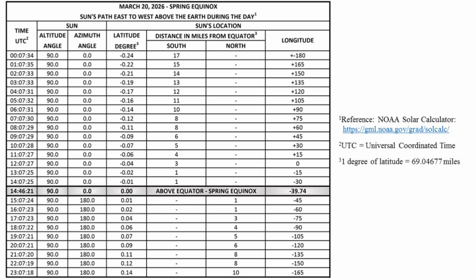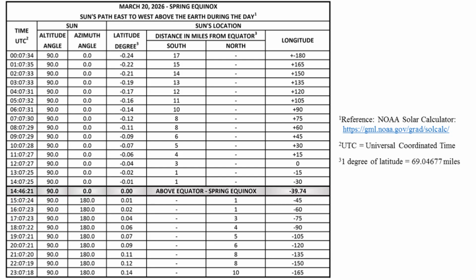The latitude location of the sun is either south of, north of, or above the equator. Latitude degrees north or south of the equator are converted to miles because 1 degree of latitude equals 69.04677 miles. At time 00:07:34, the sun is 17 miles south of the equator. At time 14:07:25, the sun is 1 mile south of the equator. Between these two times, the sun traveled 16 miles north.